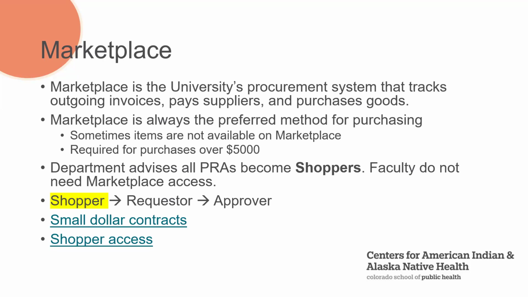So sometimes items are not available in Marketplace, and that would be a time where you would then go to that unallowable form that we just went over, and you would use that form to explain why you're not making the purchase in Marketplace. In some cases, if you're looking for an item and you can't find it, you can work with a purchasing agent to get that item available in Marketplace. So they really are trying to have us use Marketplace as much as possible for our purchases.